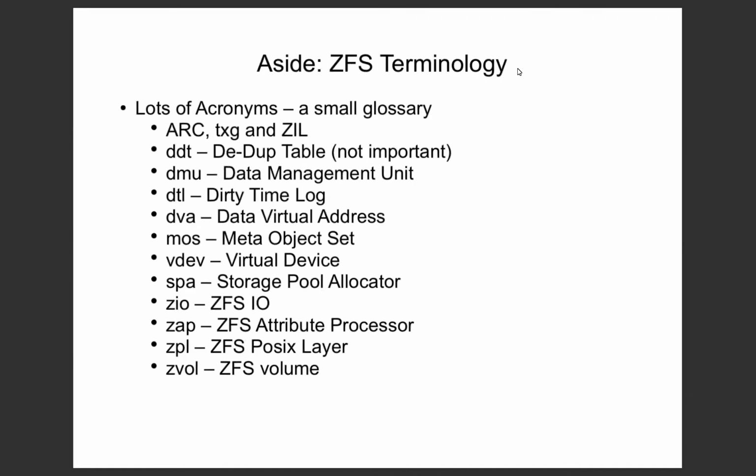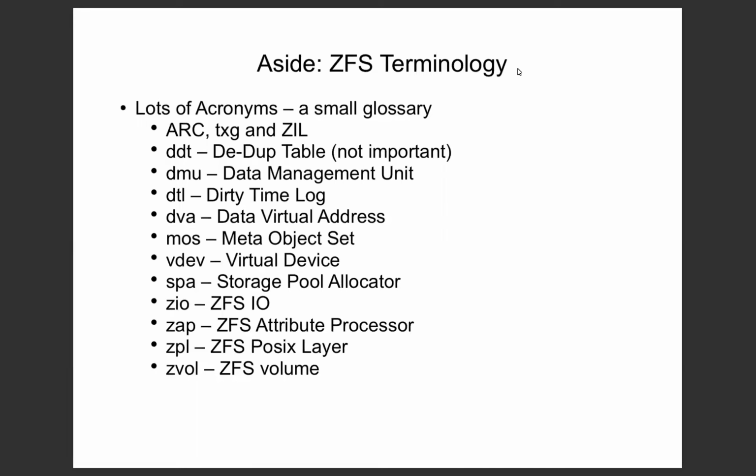So that's a high-level overview of read and write. And what I want to do is a quick aside here for a second. When you're looking at ZFS, you're going to see that there are a lot of acronyms. I've already mentioned the ARC and transaction groups and the ZIL, but once you start diving into the code, you're going to see a whole bunch of other ones. I've made a list here. I'm not going to go through all of these and explain them in detail.